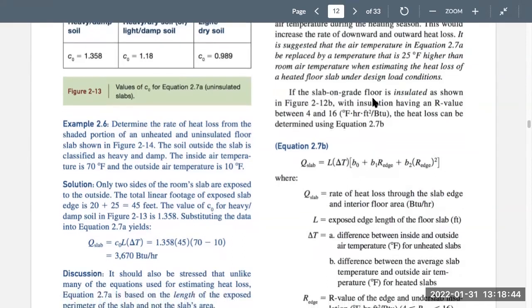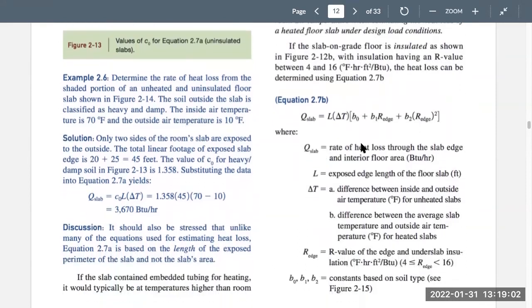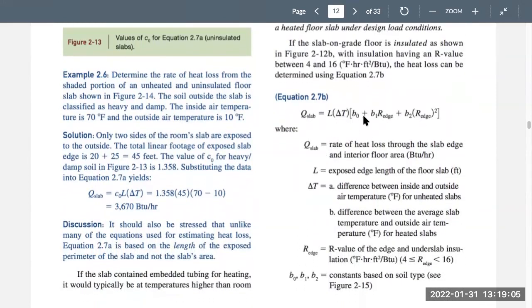Then if the slab is on grade and it is insulated, then we need to take in some other considerations. We've got to take into consideration what our R value is, between 4 and 16. The heat loss can be determined using 2.7b. So here we have 2.7b. It looks quite a bit more complicated, but it's really not. It's the same formula. We get our length, but now we have to put in more than one multiplier. But before we do that, we've got to also determine what our R value edge is. So that's what our edge stands for.